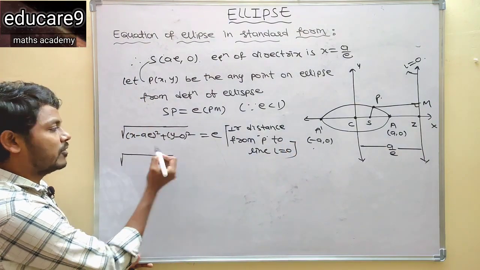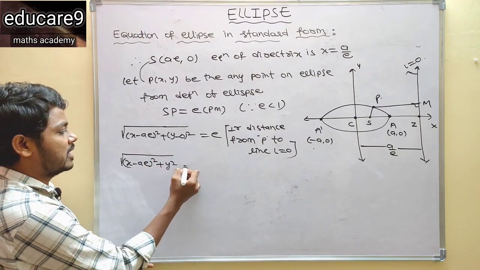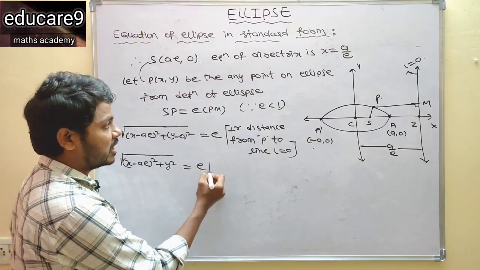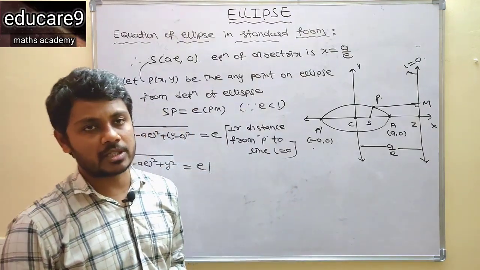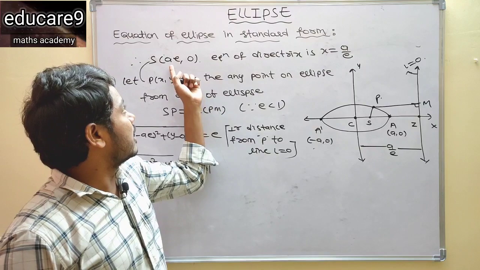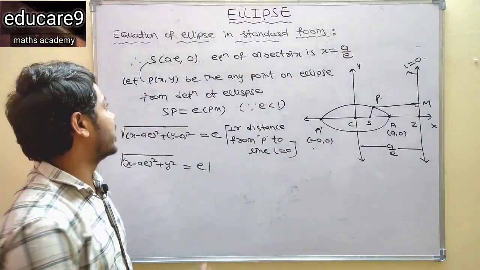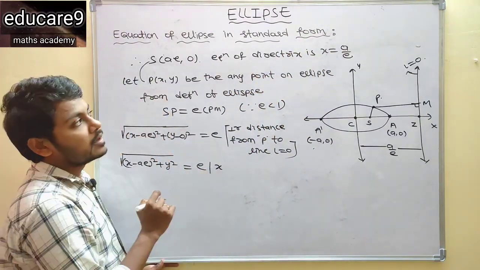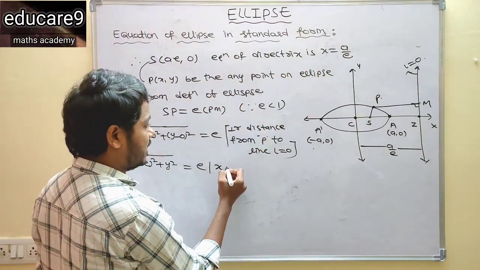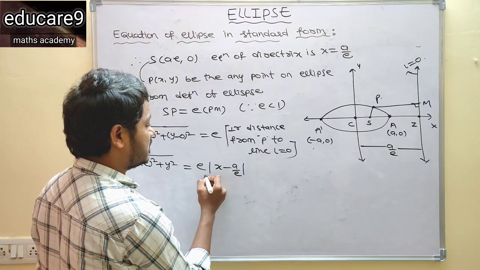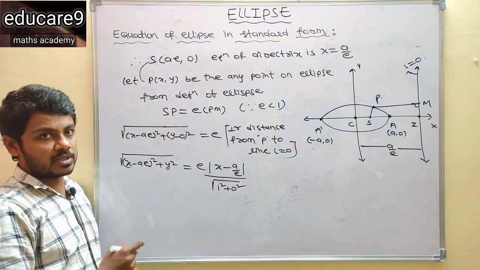So that is square root of (x minus ae) whole square plus y square is equal to e into the modulus of, what is the formula? (Ax1 plus By1 plus C) by square root of A square plus B square. See here, point P is (x, y). A is 1 only, 1 into x, x. B is 0, so y into 0, 0 only, minus a by e, divided by square root of 1 square plus 0 square. This is A square plus B square.